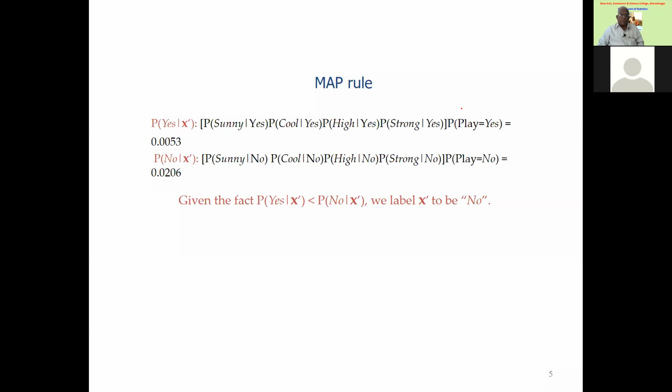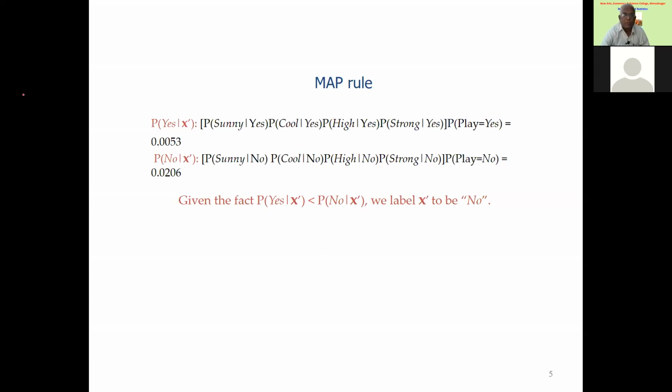So you can see 0.0053 is a very small probability as compared to 0.0206. And therefore, if such a day occurs, it is better not to play the tennis. This is called the maximum associated probability rule. So the maximum probability is associated with the class no. And so our action should be no. We should not go for playing the tennis.